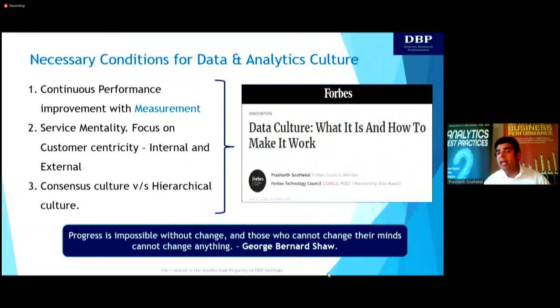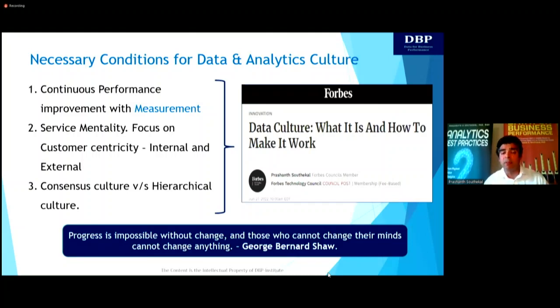So the three major things that you need to focus on to build the culture of data and analytics in your company. The first one is about measurement. At the core, data analytics is all about measurement and performance improvement. So you capture the data so that you can be better than where you are today. That's number one. If you don't believe in measurement and performance improvement, you are not going very far in your data and analytics project. Next, number two, service mentality.